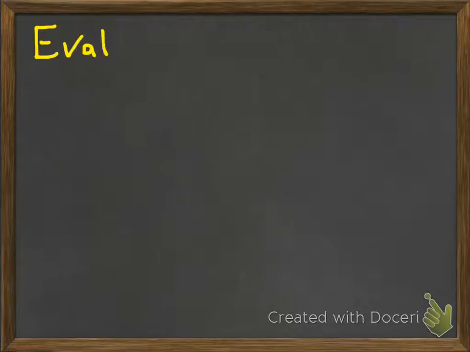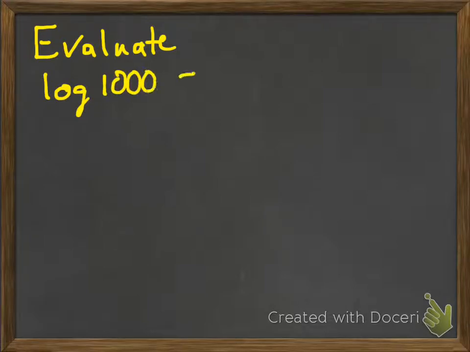Okay, so let's evaluate some basic logarithms, some really easy logarithms. Log 1000, what's that equal to? Now again, notice there's no base, so I'm going to say that's log base 10 of 1,000. And you're looking at, okay, what exponent of 10 would give me 1,000? Well, just count the zeros. So that would be 3, because 10 to the third power is 1,000.